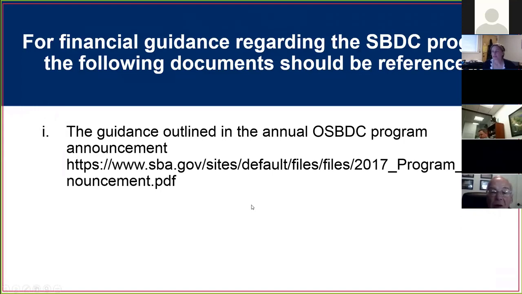So for the financial guidance regarding the SBDC program, there's a couple different documents that can be referenced, and one of them is the program announcement, and that can be found at sba.gov. This is referencing 2017, but it'll just be 2018, whichever the relevant year is, and you can find it there. So that's just for you to know that any of this information we're going over, you can always find it again if you need to reference more specifics at the sba.gov website.